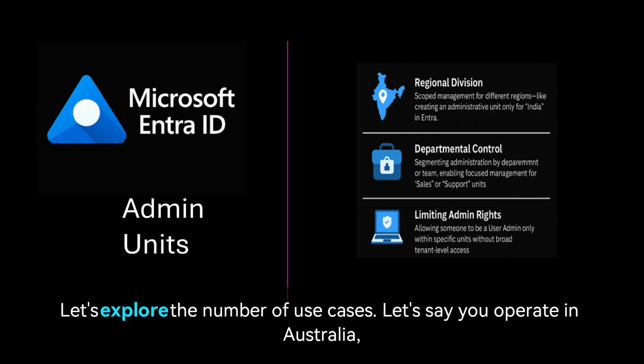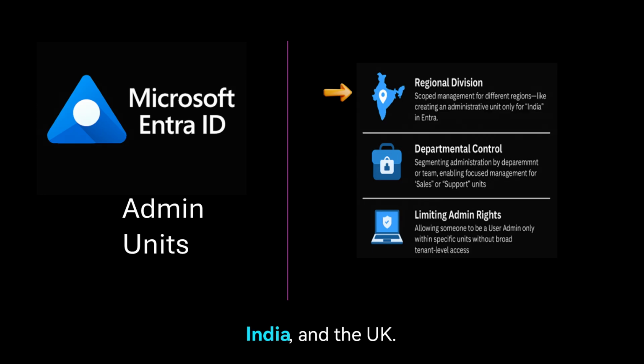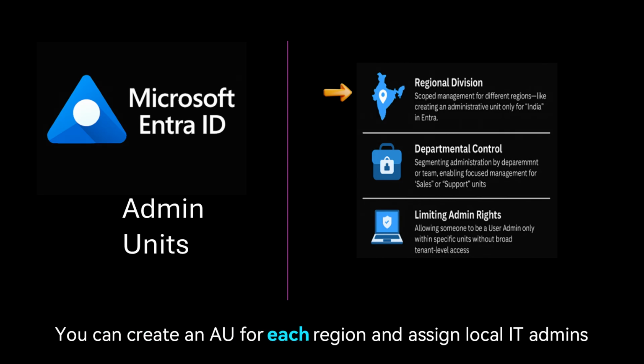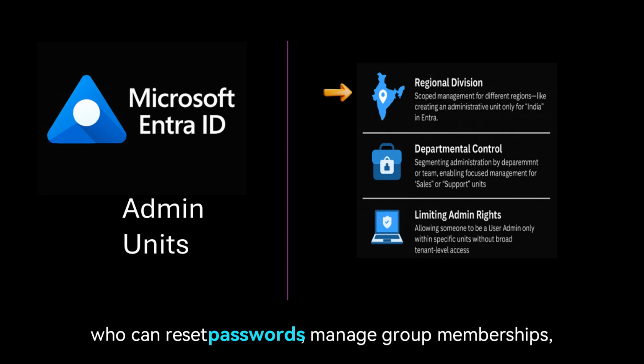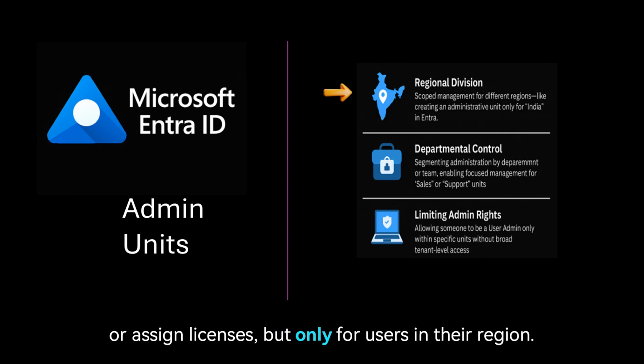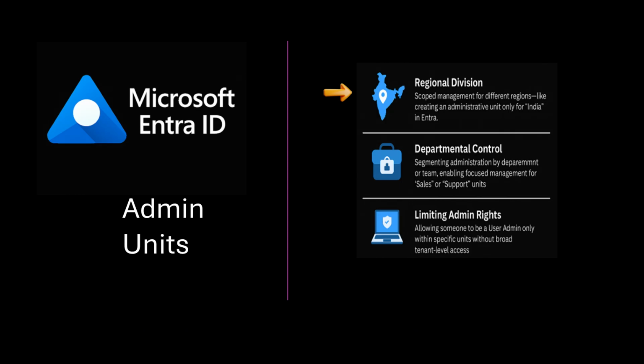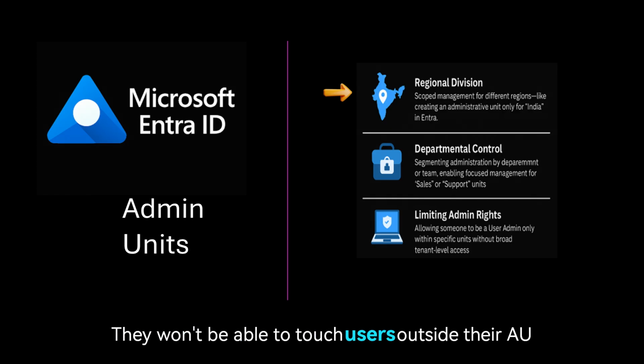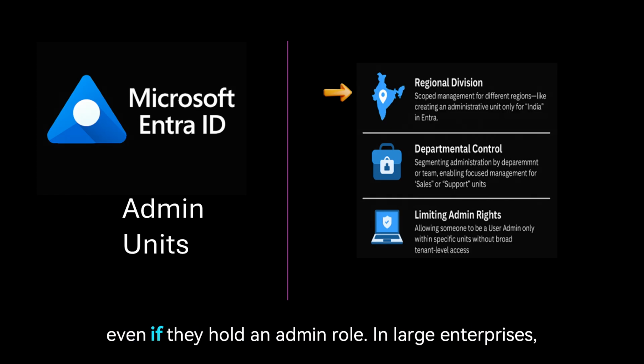Let's explore a number of use cases. Let's say you operate in Australia, India, and the UK. You can create an AU for each region and assign local IT admins who can reset passwords, manage group memberships, or assign licenses, but only for users in their region. They won't be able to touch users outside their AU, even if they hold an admin role.